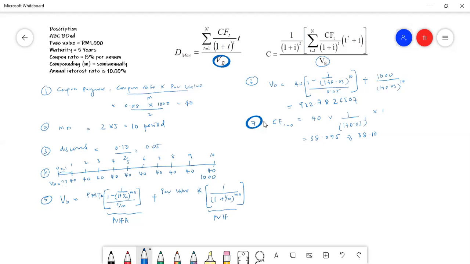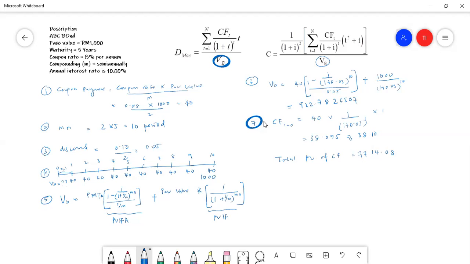So in this case, after you complete the calculations of the present value of the cash flow, basically you will get a total present value of cash flow of around 7,714.08.